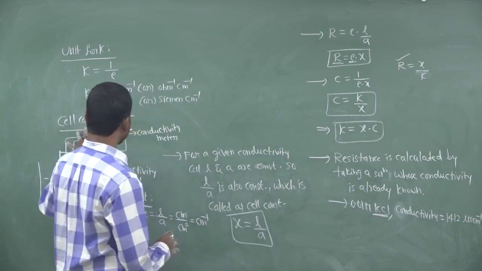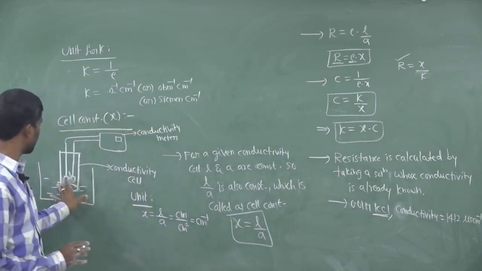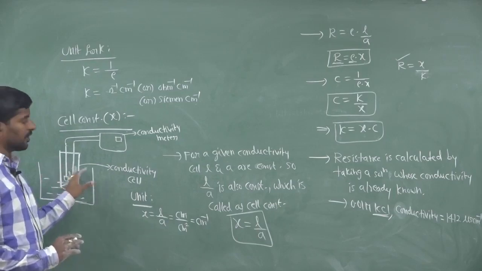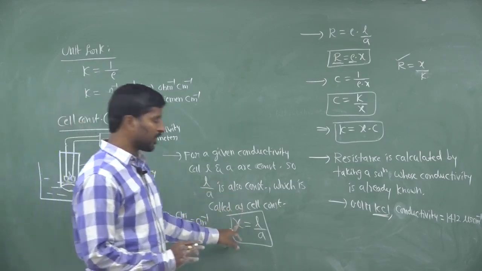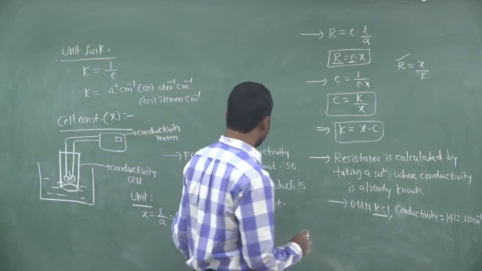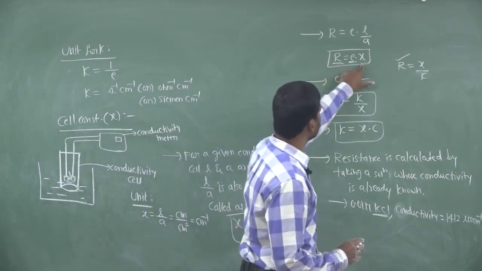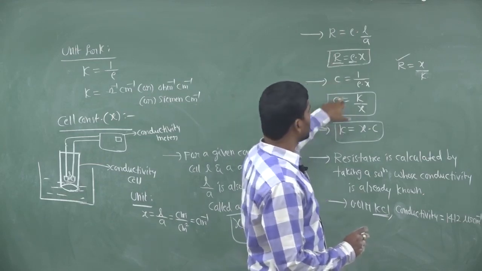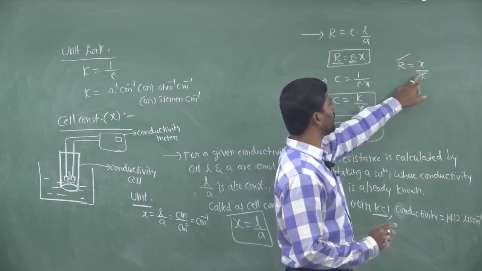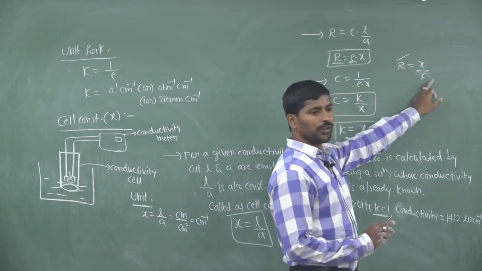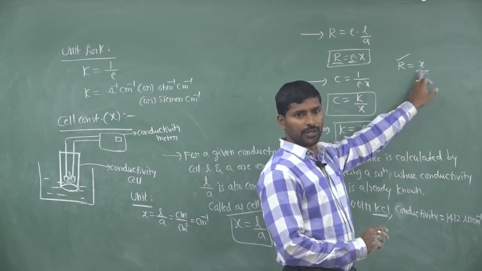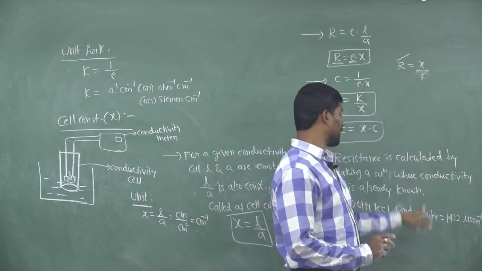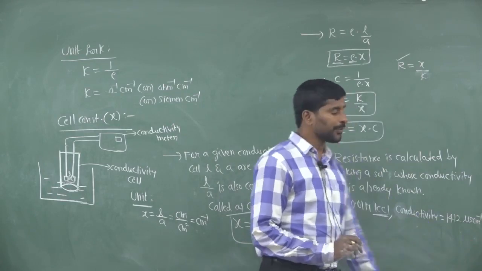So we discussed the cell constant for a given conductivity cell. The length between two electrodes and the area of the two platinum electrodes is constant, so L by A is fixed. That is called cell constant. The unit is centimeter inverse. So with respect to cell constant, these are the expressions for resistance and conductance. Generally we calculate resistance by taking a solution whose conductivity value is known, for which we use 0.01 M KCl, whose K value is 1412.